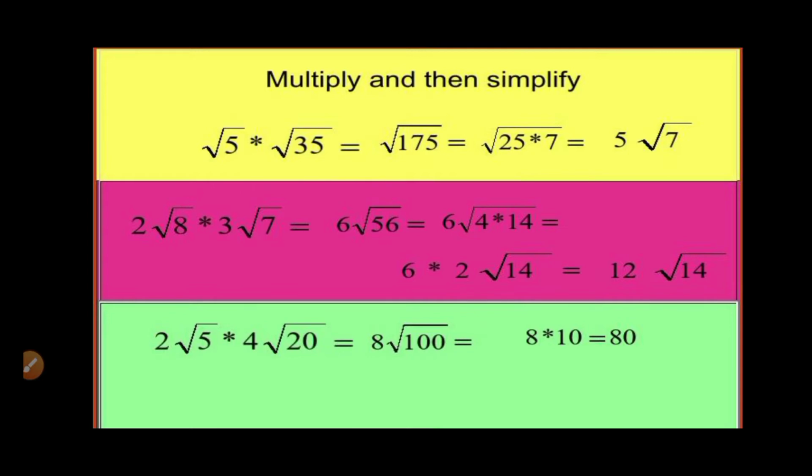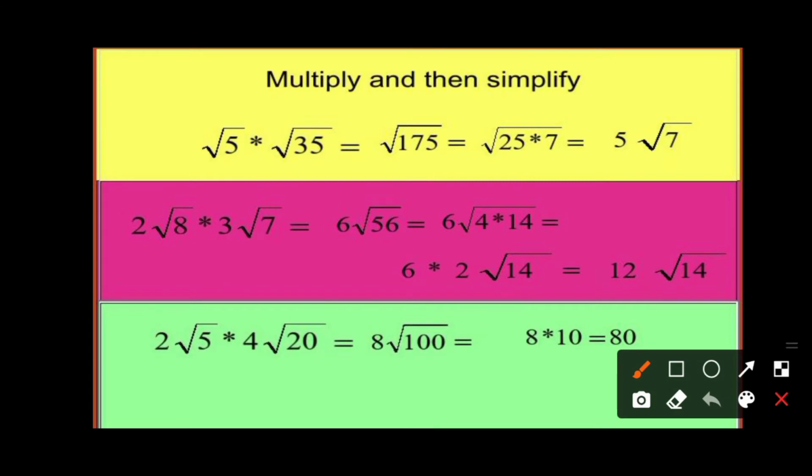And then 2 square root of 8 times 3 square root of 7 equals 6 square root of 56, because 2 times 3 equals 6 and 8 times 7 equals 56. So 6 square root of 56 equals 6 square root of 4 times 14 equals 6 times 2 square root of 14 equals 12 square root of 14.